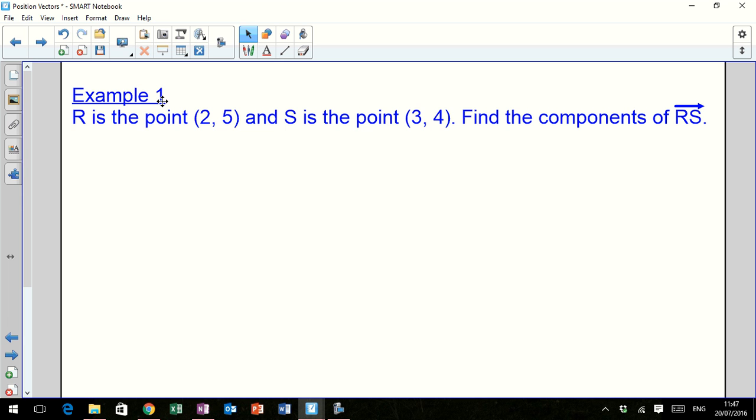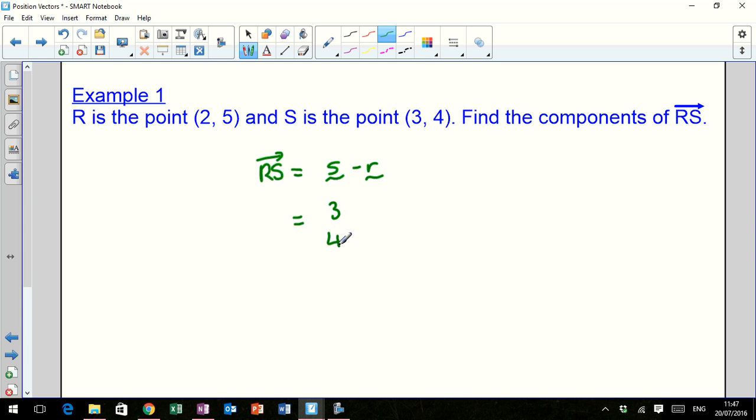So the first one, example one: R is (2, 5) and S is (3, 4). Find the components of RS. Now, using what we learned in the previous slide, RS is going to just be S subtract R. Now S, the position vector S, is going to be exactly the same as the coordinates, just in vector form, so it's (3, 4). Subtract R, which is (2, 5). So 3 subtract 2 along the top is 1, 4 subtract 5 is negative 1. So the vector RS is (1, -1).